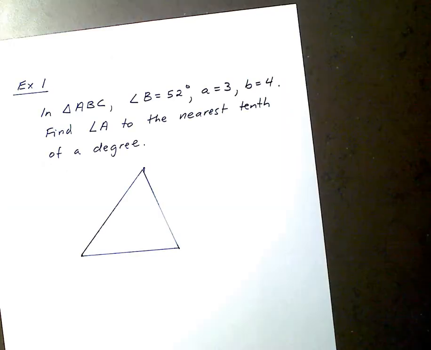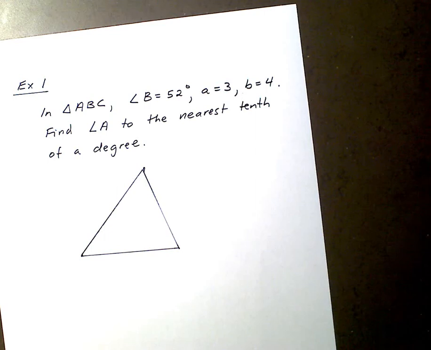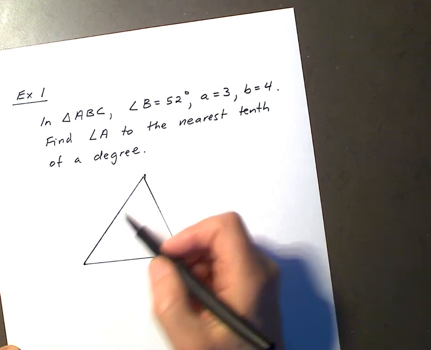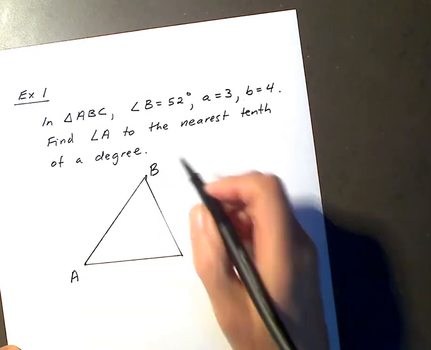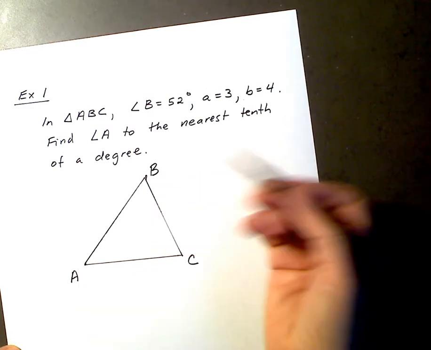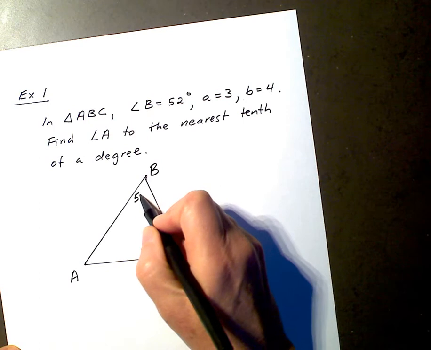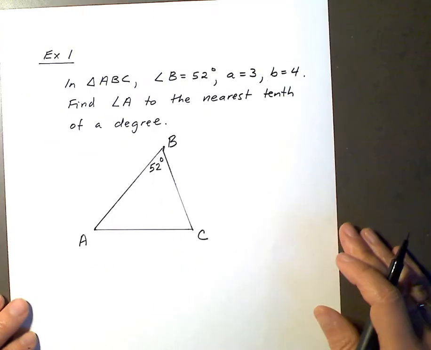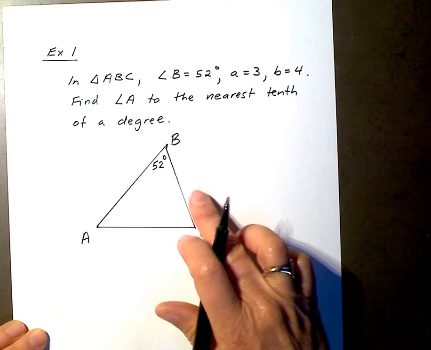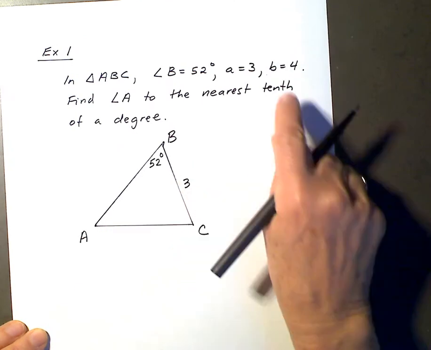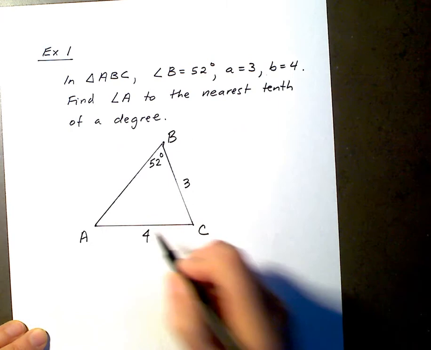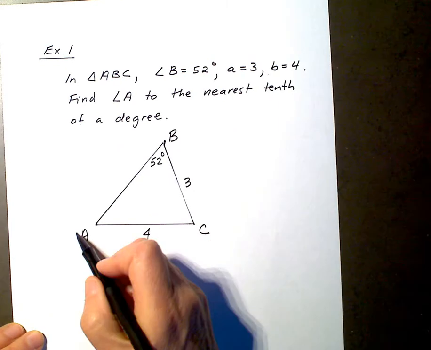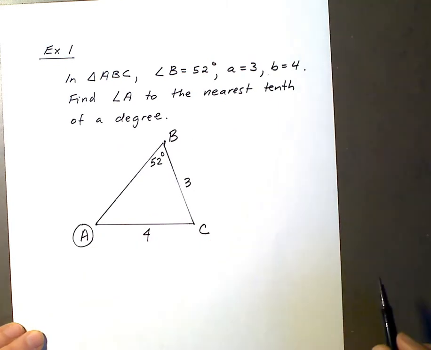So in this example, I have triangle ABC, and angle B is 52 degrees. So I'm just going to pick one of these angles. I'll make this A, I'll make this B, make this C. That looks like it could be a 52-degree angle or so. It's an acute angle. And side A, which is opposite angle A, is 3. And side B, which is opposite angle B, is 4. And I have to find angle A, to the nearest tenth of a degree.